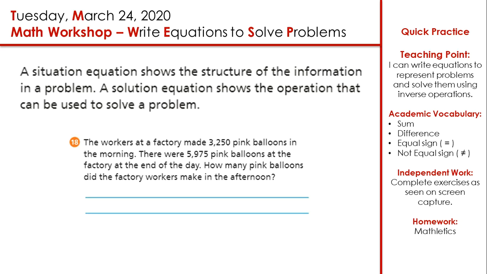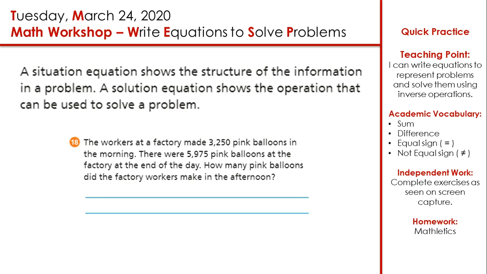Right here I have a problem, so I can explain to you in a visual way how to solve this one. So let's read. The workers at a factory made 3,250 pink balloons in the morning. That was only in the morning, right? So right there we have a piece of the word problem done. There were 5,975 pink balloons at the factory at the end of the day.